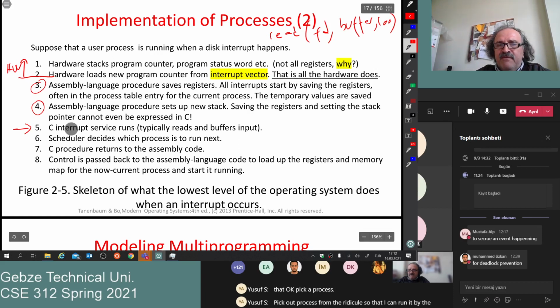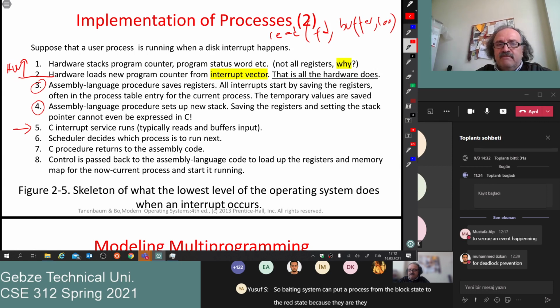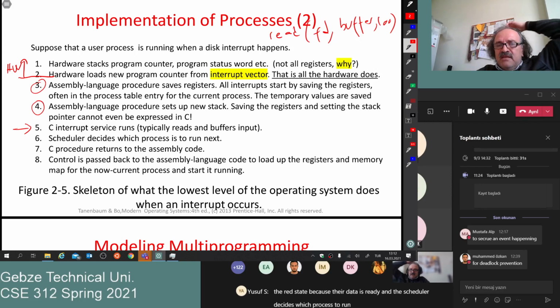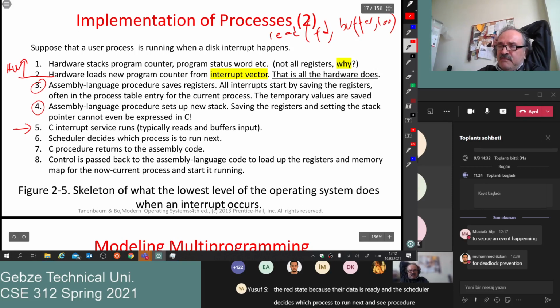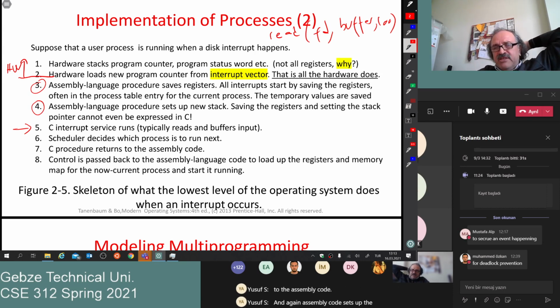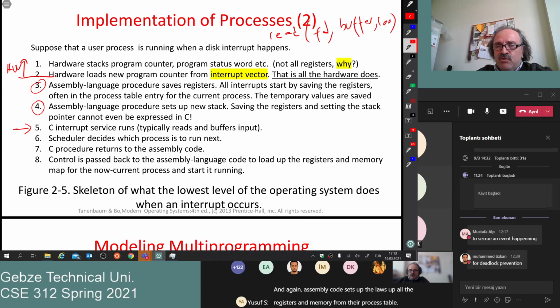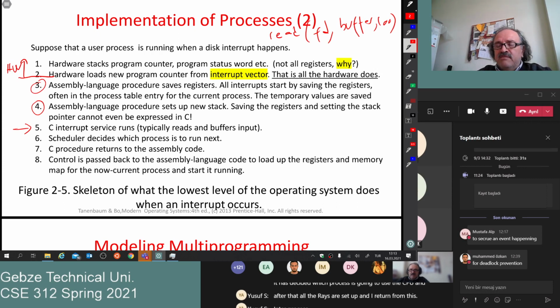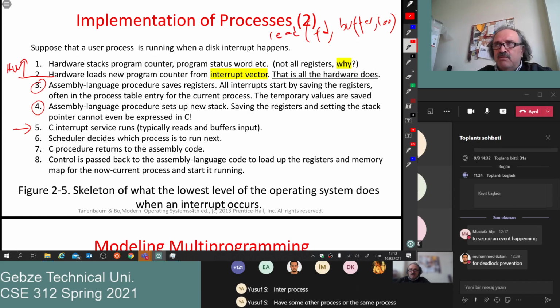By the way, in number 5, since the data is ready now, the operating system can put a process from the blocked state to the ready state because the data is ready. And the scheduler decides which process to run next. And the C procedure returns to the assembly code. And again, assembly code loads up all the registers and memory from the process table of the process that's going to use the CPU, because the scheduler already has decided which process is going to use the CPU. After all the registers are set up, I return from this interrupt process. Some other process or the same process is using the CPU.